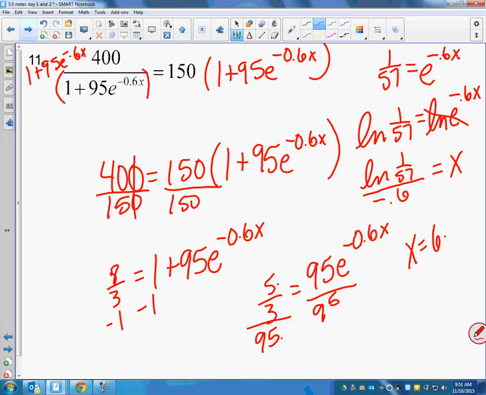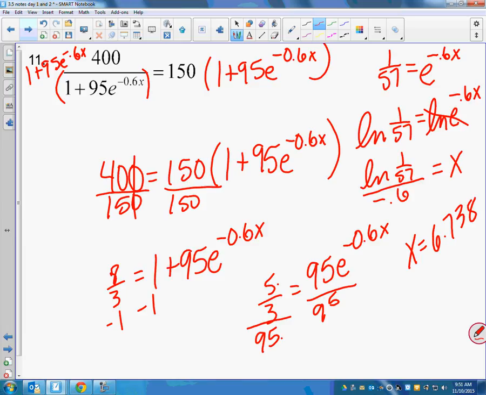I got 6.738. Did anybody else get that? And again, we're going to do some story problems with this eventually, but that's like saying an initial population was 400,000, and it's decreasing at such and such rate. When will the population be 150,000? This would be an answer of like 6.7 years. And so that's how you can do that without a graphing calculator, without guessing and checking, that we can just do the algebra and solve that equation.